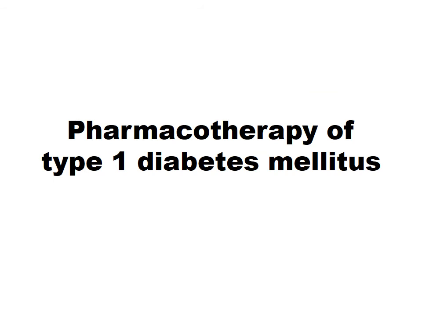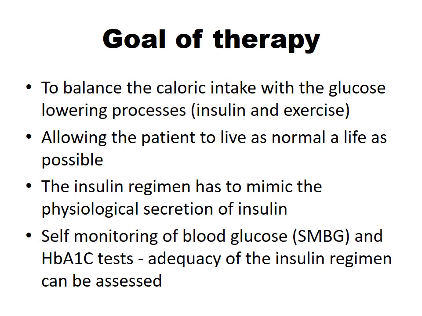Pharmacotherapy of type 1 diabetes. The goal of therapy is to balance the caloric intake with the glucose lowering process, that is insulin and exercise, and allow the patient to live his normal life. The administration of insulin should mimic the physiological secretion of insulin in the body. Self-monitoring of blood glucose is recommended for these patients. HbA1c test should be done to assess the effectiveness of insulin.